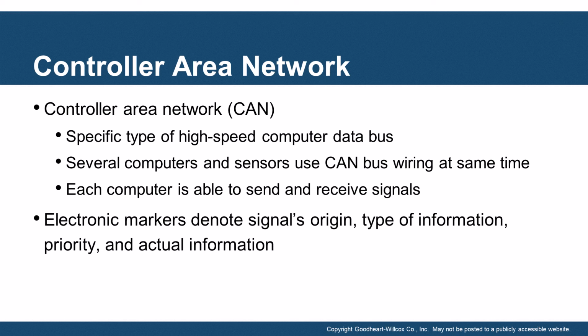And electronic markers denote the signal's origin and type of information, and there's a priority system that's used. Again, it's really just the same thing as what you have in your own homes. Everyone has a specific address that the mailman is supposed to be delivering the mail to.